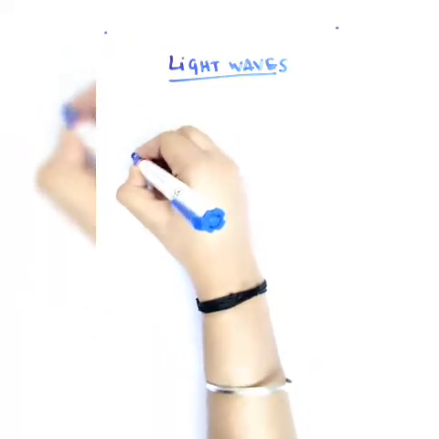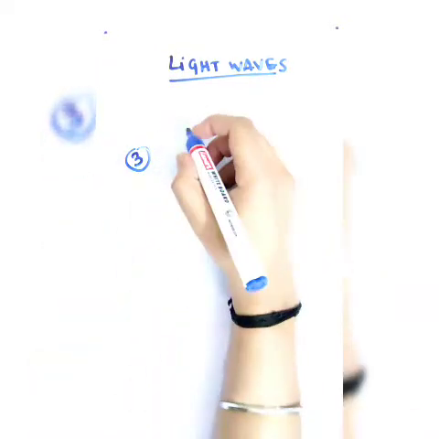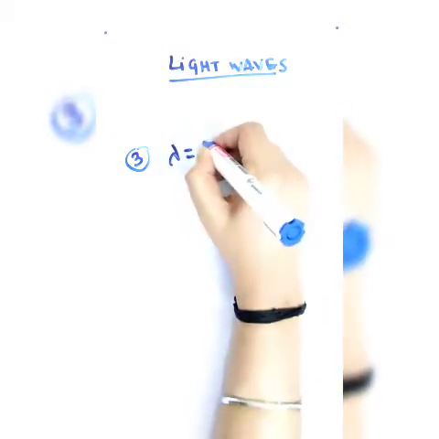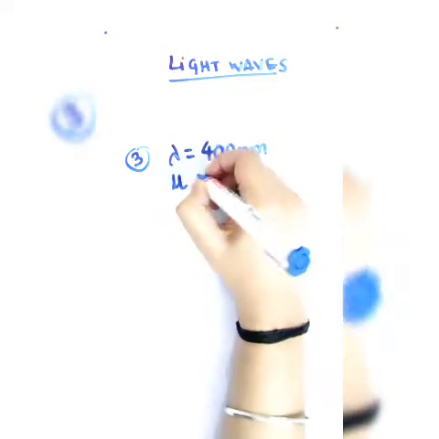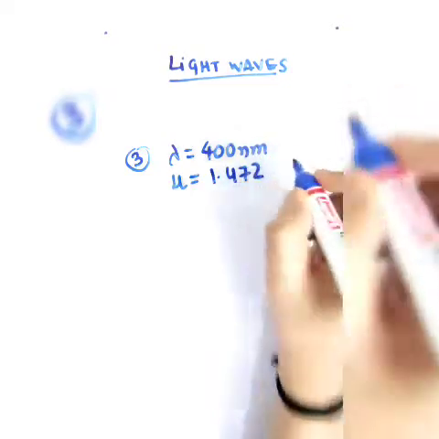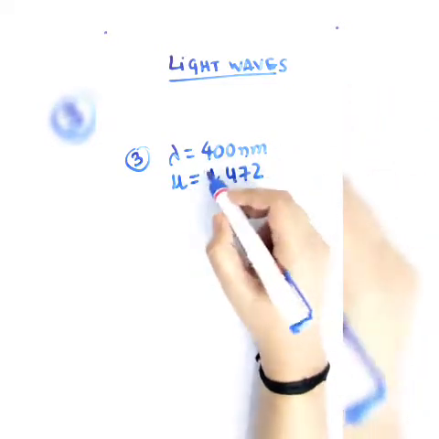Now in question number 3, we are asked to find out the speed of light of these wavelengths. So the first one is 400 nanometer, and the refractive index of the medium is 1.472. Okay, so now we have to find out the speed of light in this medium.